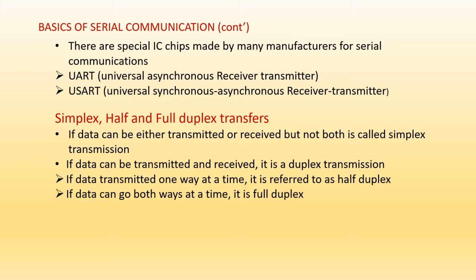So full duplex means the data can go both ways at a time. That is called full duplex. In full duplex communication or data transfer, there is a separate path between the sender and the receiver to send and receive. So simultaneously the data can be sent both by the sender and the receiver. The example I can take is the telephone system, where I can send the data and also receive the data simultaneously.